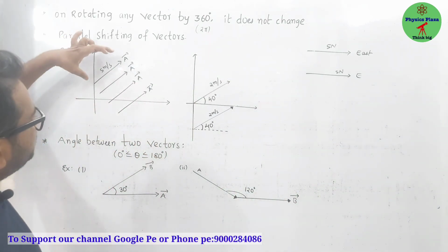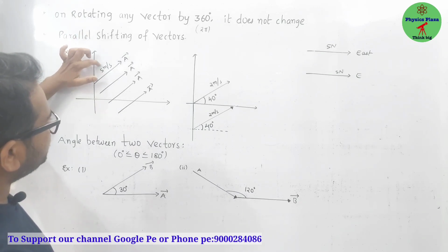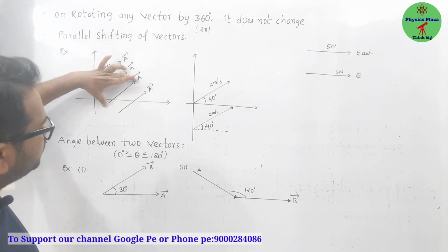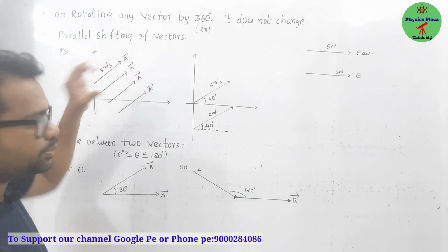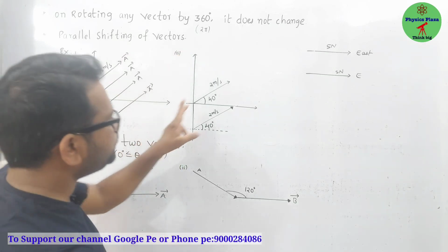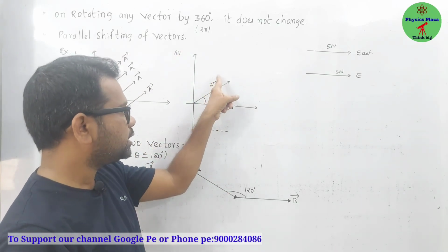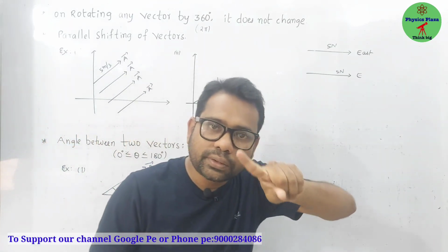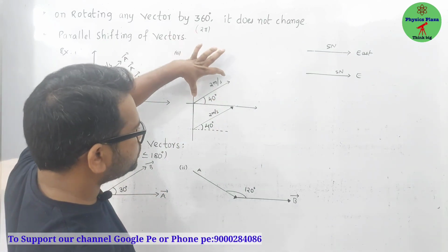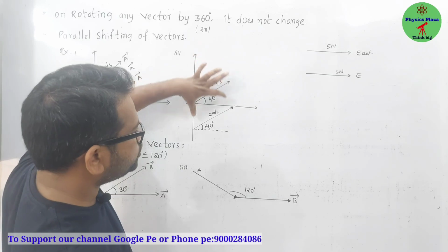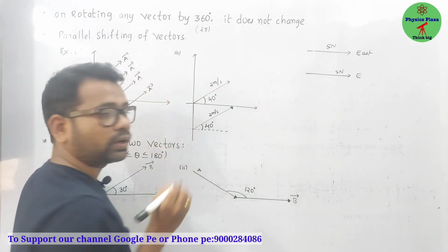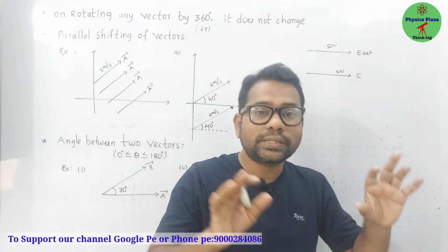So look at here. This vector A, let us say it's a 5 meter per second velocity vector acting in this direction. The same vector can be drawn here, here, and here, which means parallel shifting can be accepted. Let us take the first example, so you will get more clarity. That velocity vector of magnitude 2 meter per second is acting such that it makes 30 degrees, sorry, 40 degrees with the x axis. Now the same vector can be drawn here, with the same magnitude, and still making 40 degrees with the x axis. So parallel shifting of vector is accepted.